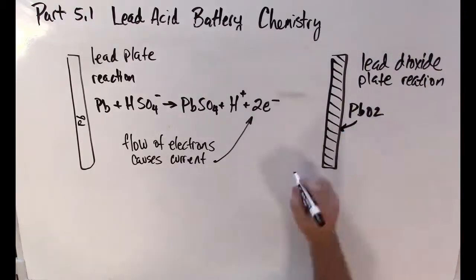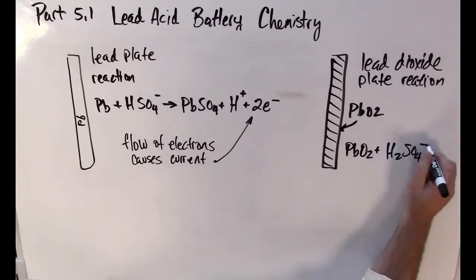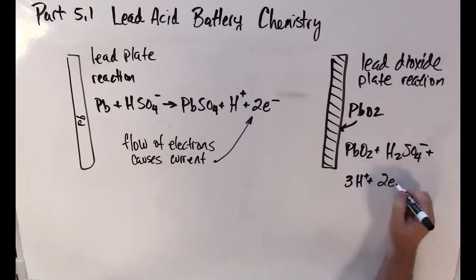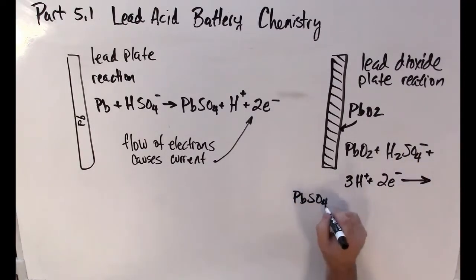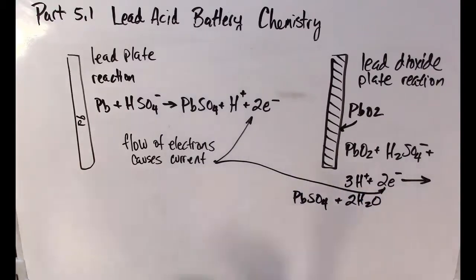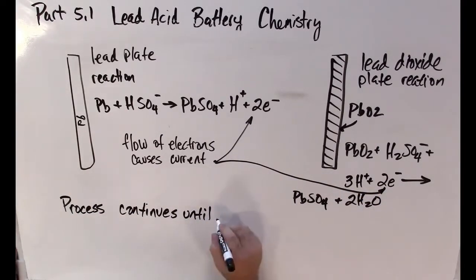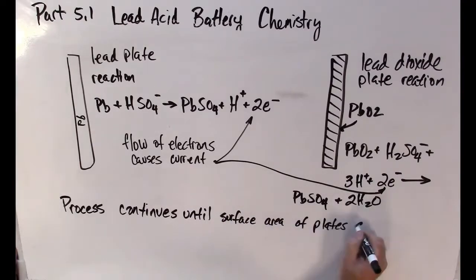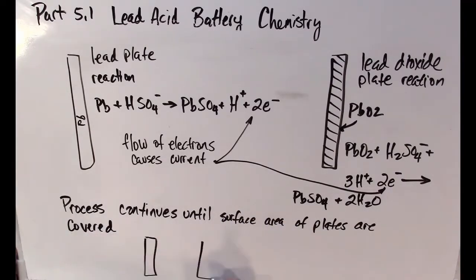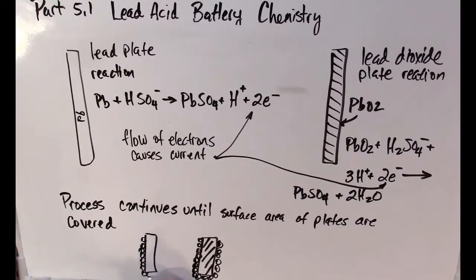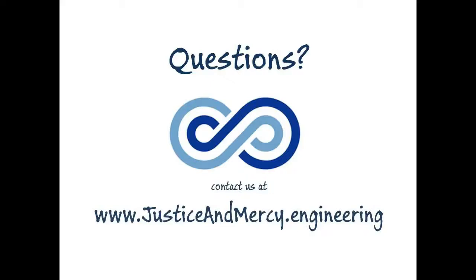And then on the cathode with the lead dioxide, it's a slightly different reaction, but that reaction requires the excess of 2 electrons that come in, and so we see that the electrons flow from one electrode to another, and that process is where the source of electricity comes from. This process continues on until all the surface area, or the usable surface area of the 2 electrodes, is covered with lead sulfate.